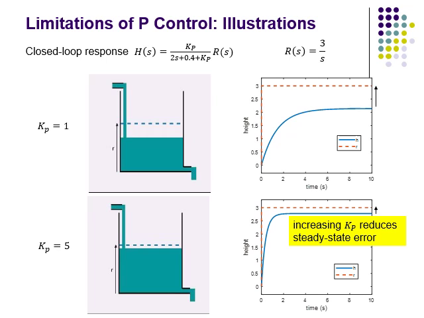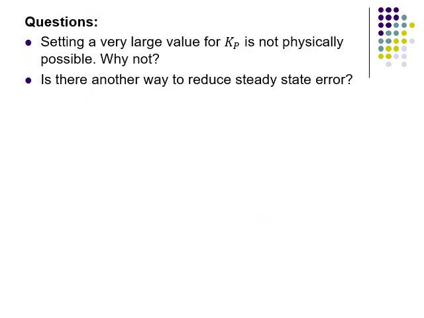But this is still not ideal, because although Kp reduces the steady state error, we do not actually get zero steady state error, which ideally we would like to have. So we could try to make the error smaller by increasing the value of Kp further, but to get a very small error we'd need a very large value of Kp, and this may not be physically possible.